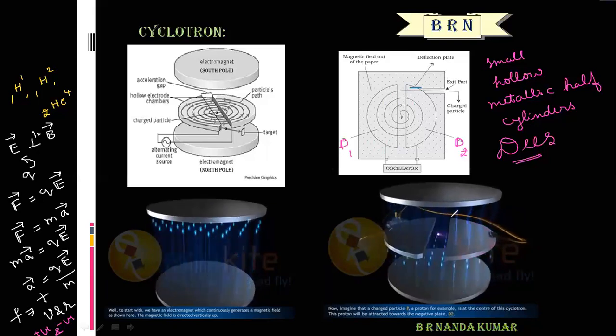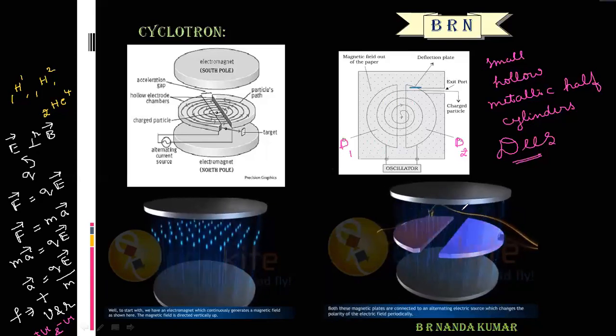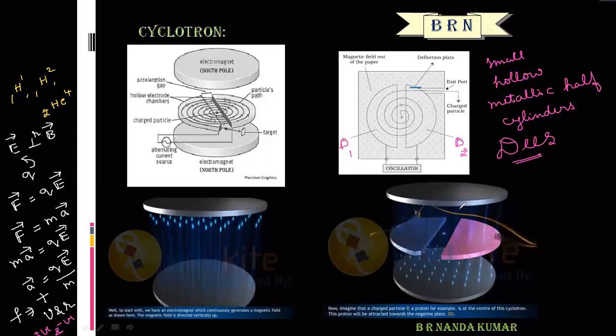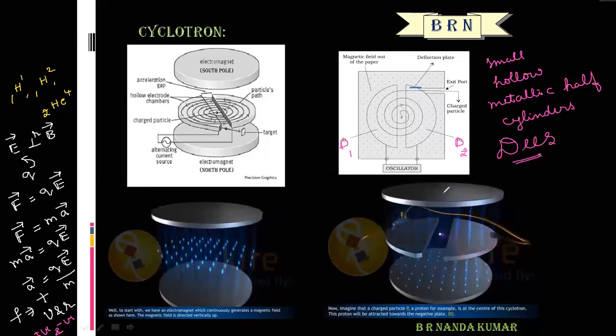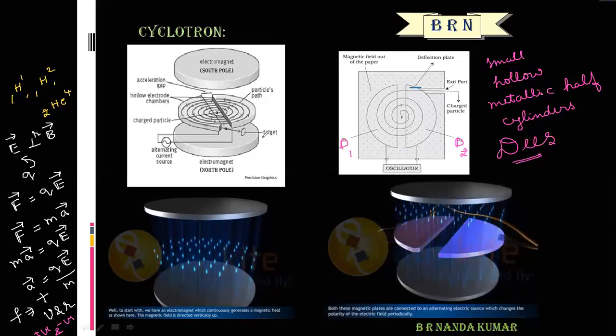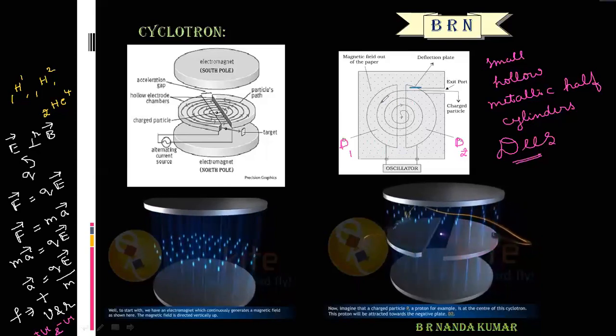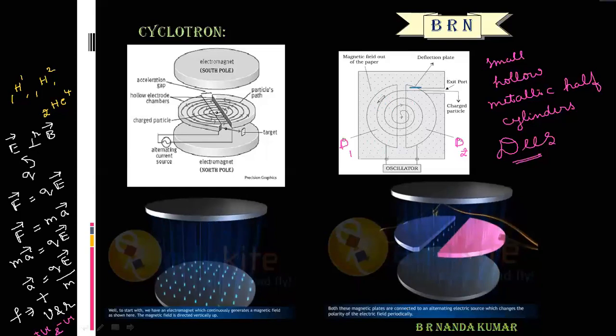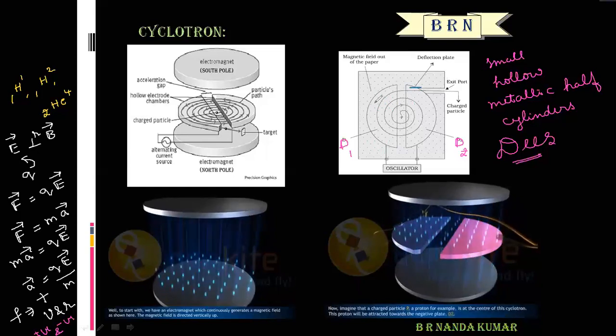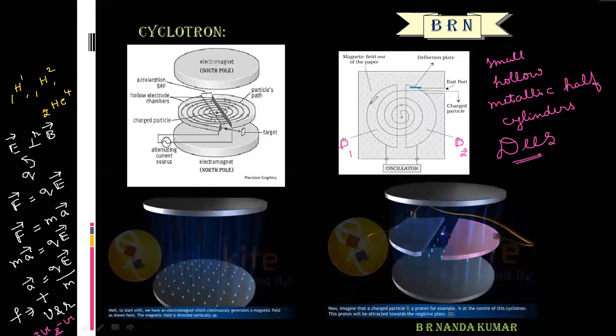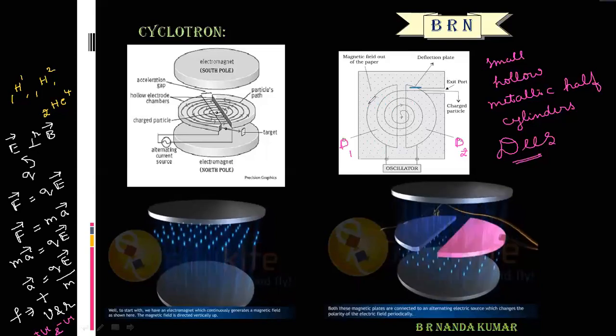These are the six very important steps in construction. Construction is very important. After that, let us discuss the working. This is very interesting and very important. So what is the working of cyclotron?